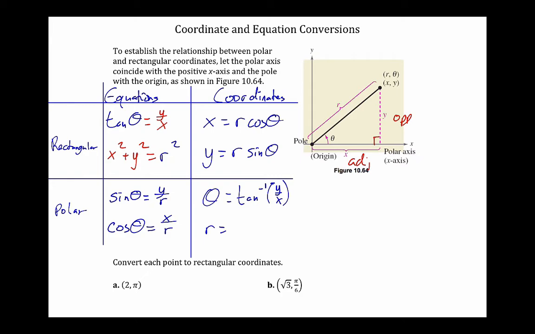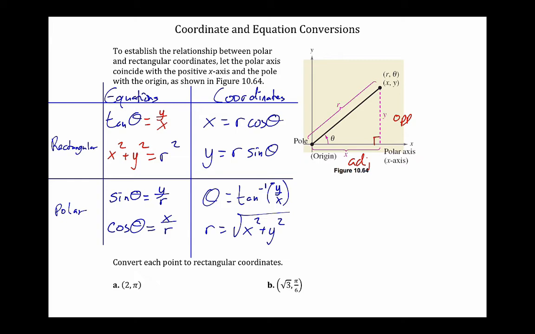Now, we want to get r by itself, so going back again to the rectangular equations, we have x squared plus y squared equals r squared. To get r all by itself, we take the square root of both sides. So we get r equals the square root of x squared plus y squared. We're going to use this information to interchange between rectangular and polar coordinates.